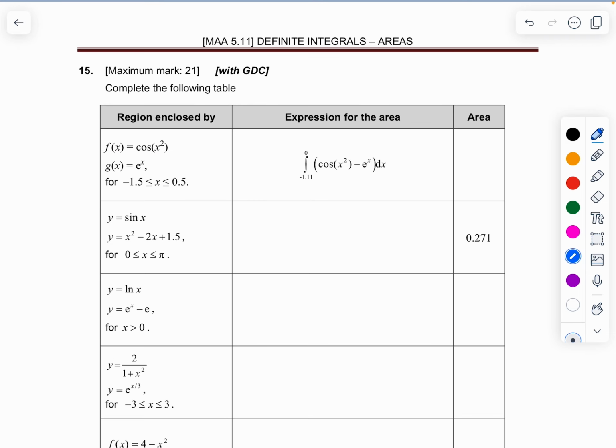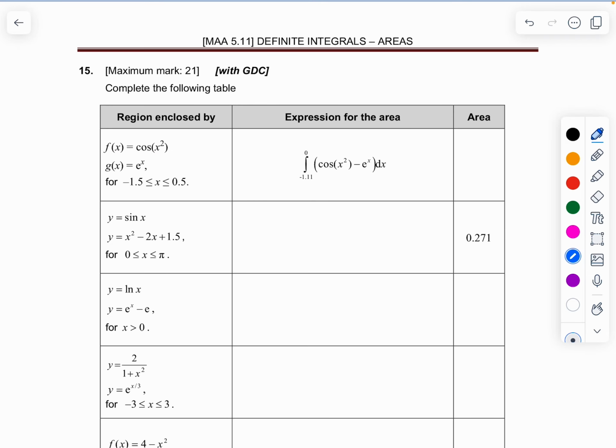Question number 15. Integral, complete the following table. F of x equals cos x square, g of x equals e power x between the limits. First find the point of intersection from the GDC, and your answer should be 0.282. Similarly, find the point of intersection for this one. The points of intersection from the GDC will be these two. Then sin x minus x square minus 2x plus 1.5 dx, and your answer should be 0.271.